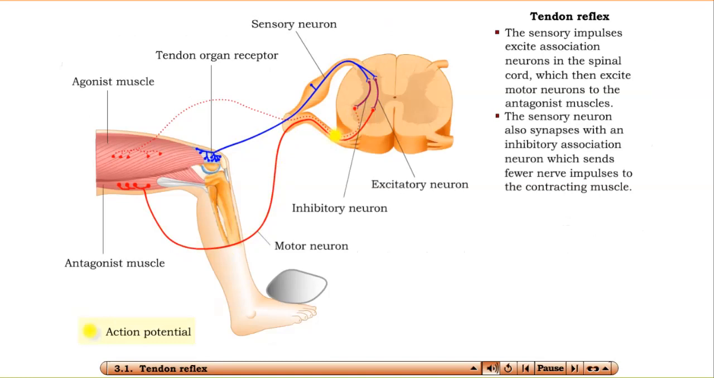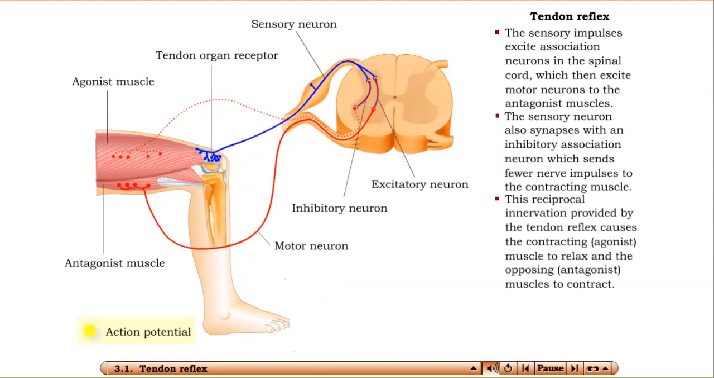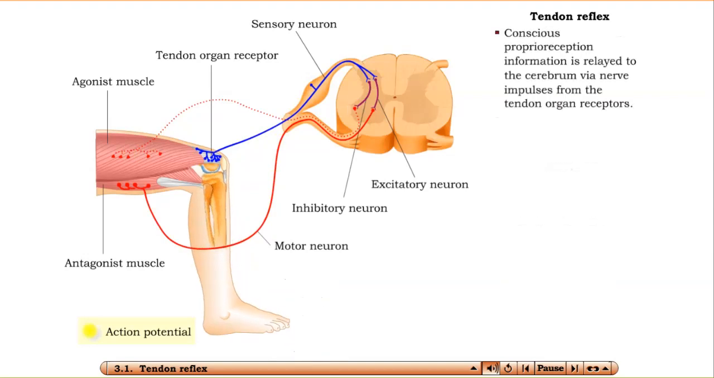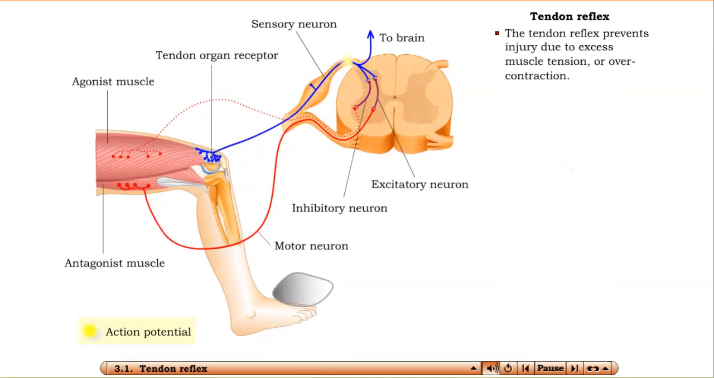The sensory neuron also synapses with an inhibitory association neuron, which sends fewer nerve impulses to the contracting muscle. This reciprocal innervation provided by the tendon reflex causes the contracting agonist muscle to relax and the opposing antagonist muscles to contract. Conscious proprioception information is relayed to the cerebrum via nerve impulses from the tendon organ receptors. The tendon reflex prevents injury due to excess muscle tension or overcontraction.